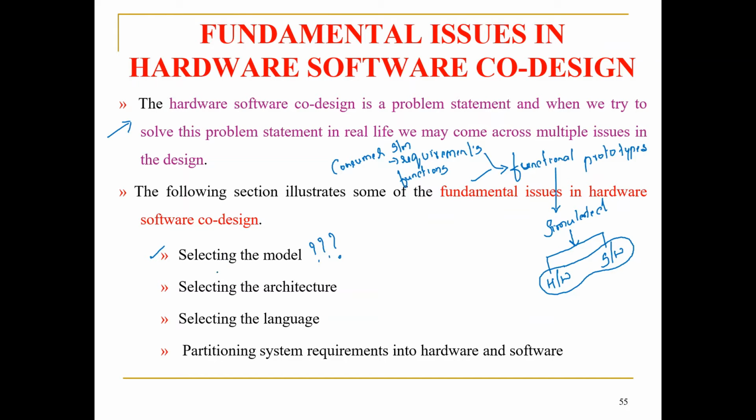After that, selecting the architecture. Once you are done with the selection of the model, you should go with the implementation, the actual manufacturing. So you should check what architecture you are going to select in order to come out with the original product. That is all about selecting the architecture. We are going to study this in detail one by one, don't worry. Finally, selecting the language. Both of these are with respect to hardware.